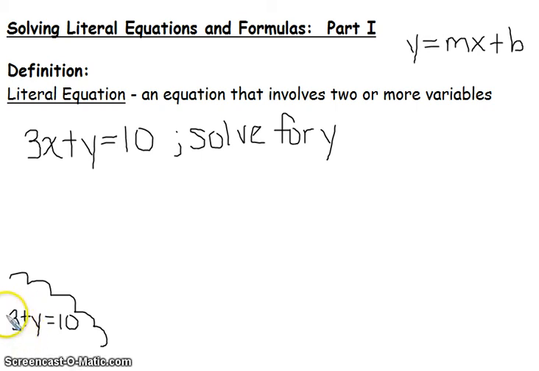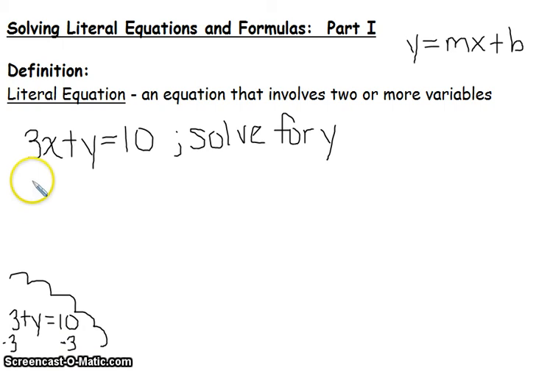Remember, this is understood to be positive 3 that I've got to move to the other side of the equal sign. So the inverse of a positive 3 would be a negative 3, and what you do to one side of your equal sign, you have to make sure that you do to the other. So if I'm going to subtract 3 from the left-hand side of my equal sign, I'd have to subtract 3 from the right-hand side, and that would solve your equation for y.